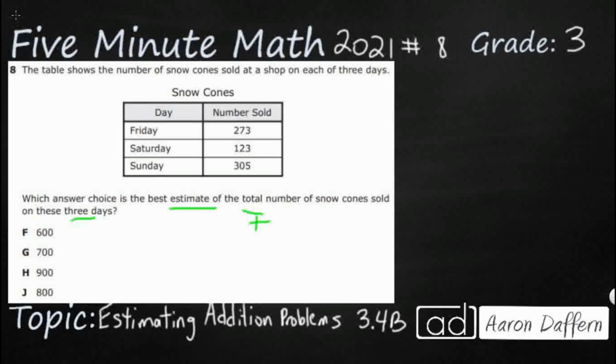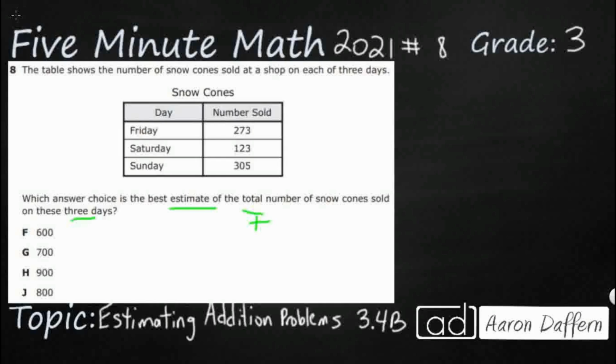Take a look at the answer choices. 6, 7, 9, and 8. Don't know why they switched the 9 and the 8, but they're not exact numbers. They're just rounded to the nearest hundred. And so what we can do is we can estimate, and there's a few different ways you can estimate. They don't tell you which way to do it, so let's look at a few different ones and see which one we like the best. So the simplest one would be to round to the hundreds place.